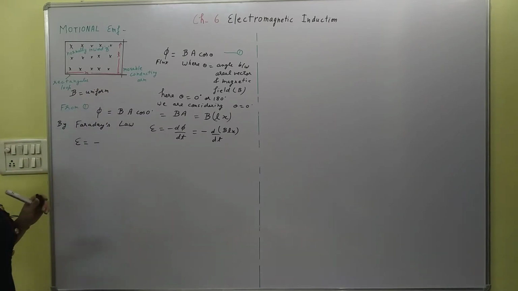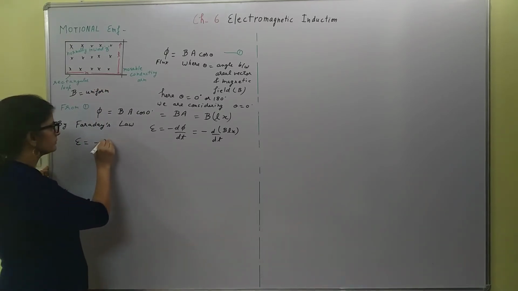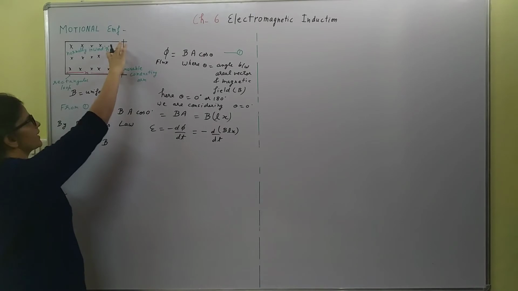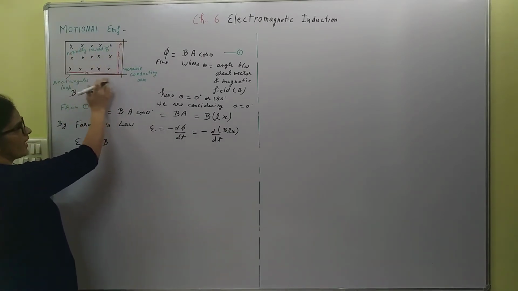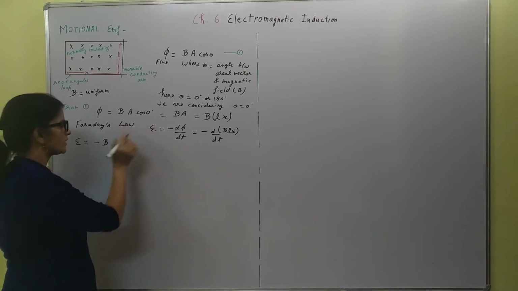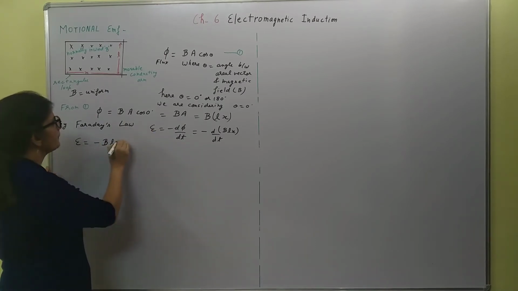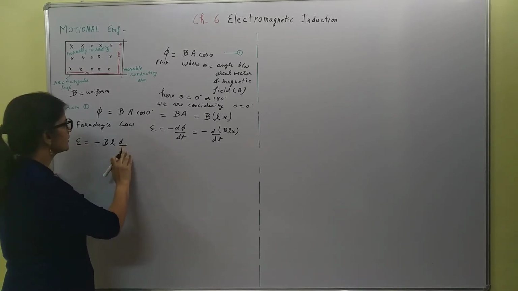So it can be taken outside the differential sign. This length is fixed, but when it is moving on this side, then X will change. So we can take L outside, but this X will remain with the differential sign symbol.